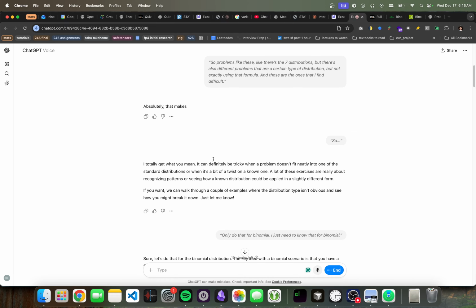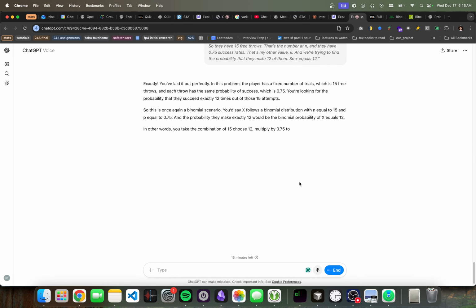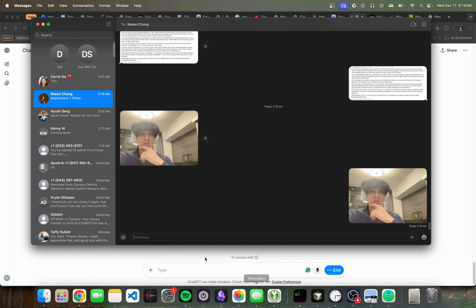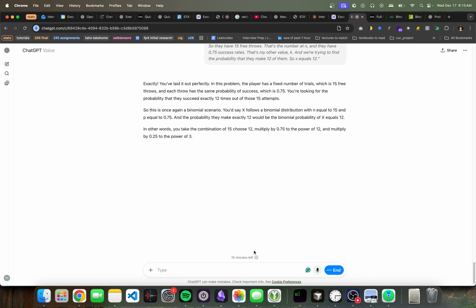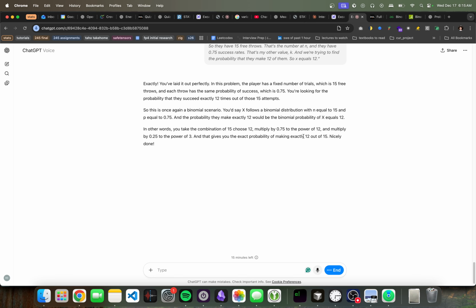And the probability they make exactly 12 would be the binomial probability of x equals 12. In other words, you take the combination of 15 choose 12, multiply by 0.75 to the power of 12, and multiply by 0.25 to the power of 3. And that gives you the exact probability of making exactly 12 out of 15. Nicely done.